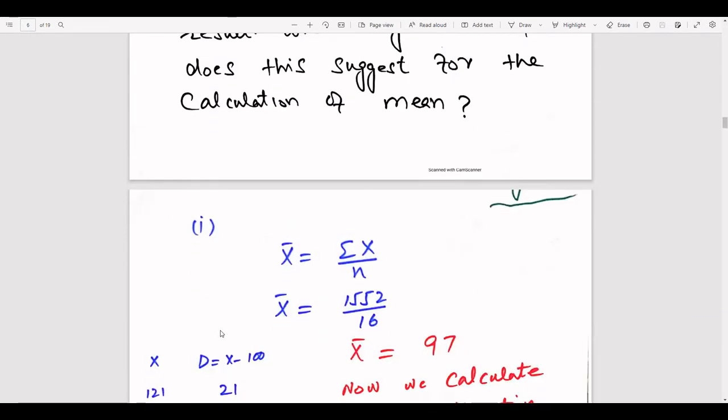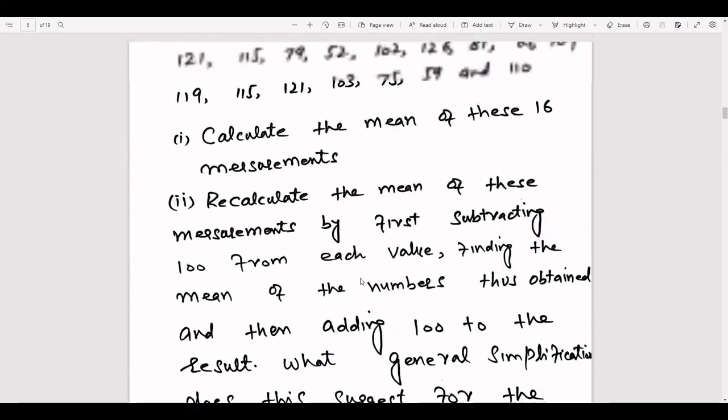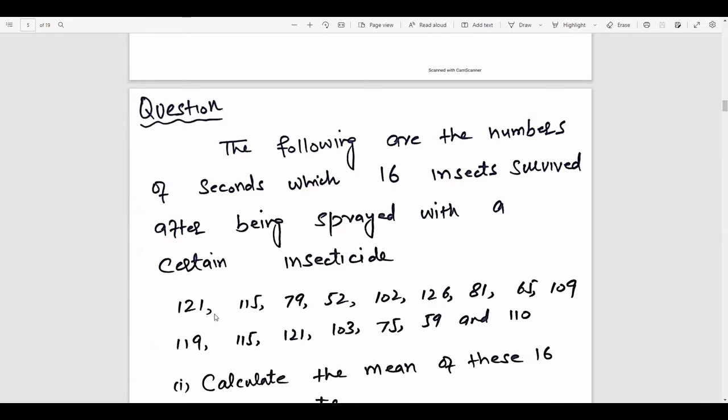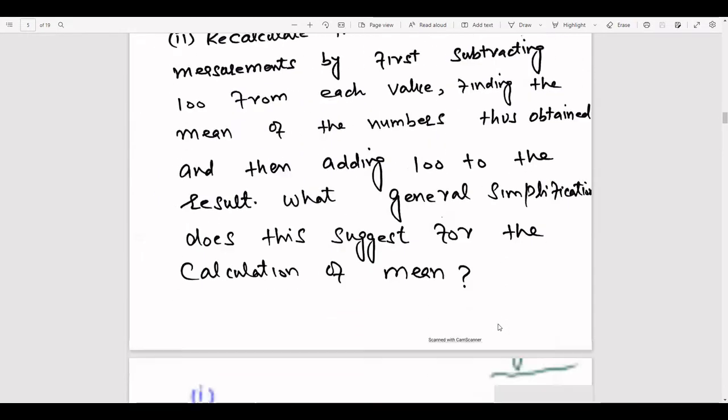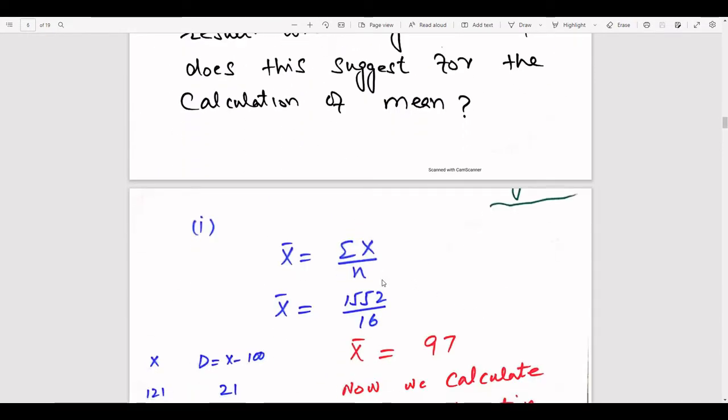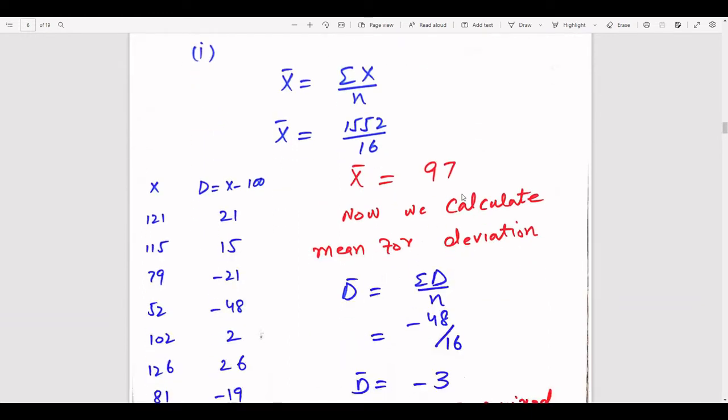As you know, x bar by the direct method, or the simple formula for the mean, is x bar equal to the sum of x over n. So we add up all these observations: 121 plus 115 plus 79 and so on, plus 110. After adding, the sum of x is 1552 and small n is 16. When you divide 1552 over 16, x bar is equal to 97.